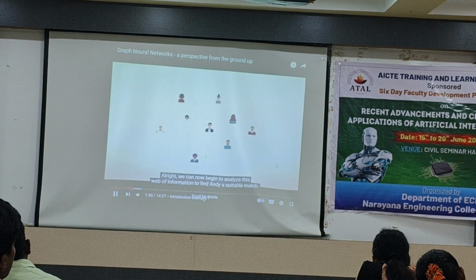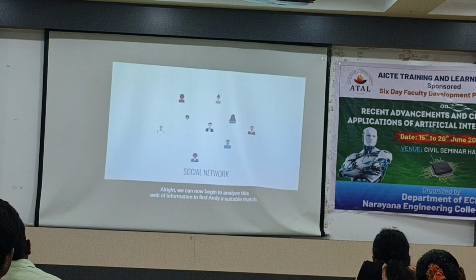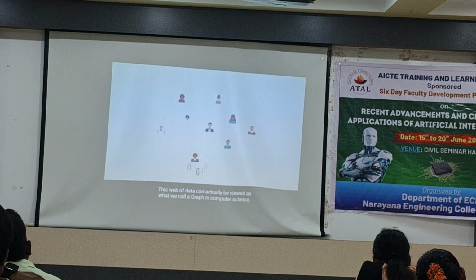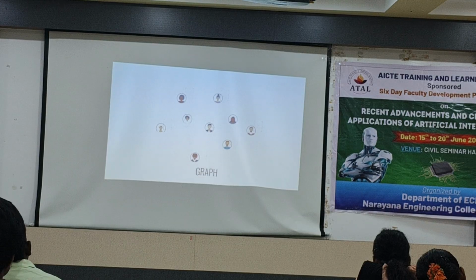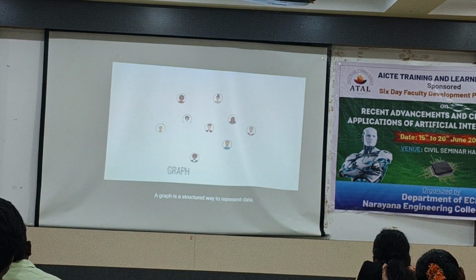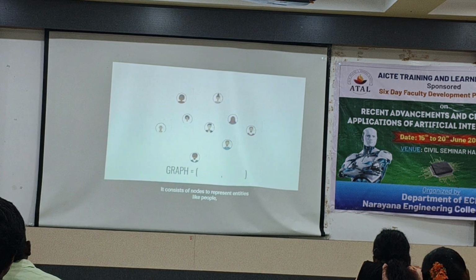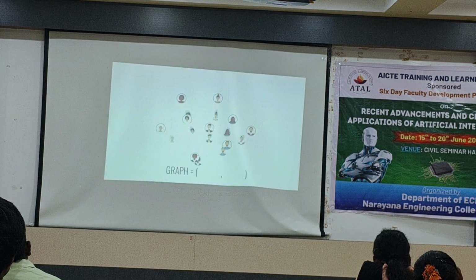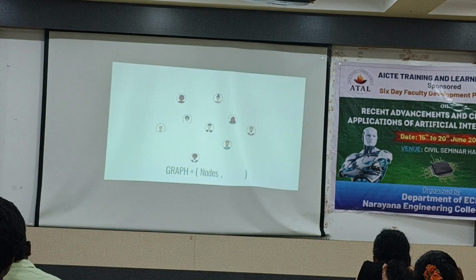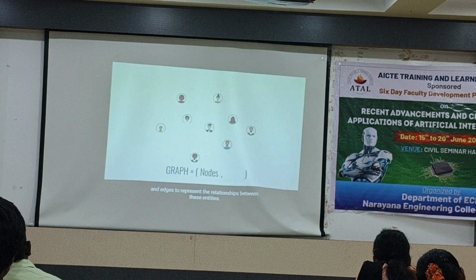This web of information to find a suitable match. This web of data can actually be viewed as what we call a graph in computer science. But what is a graph exactly? A graph is a structured way to represent data. It consists of nodes to represent entities like people, and edges to represent the relationships between these entities.